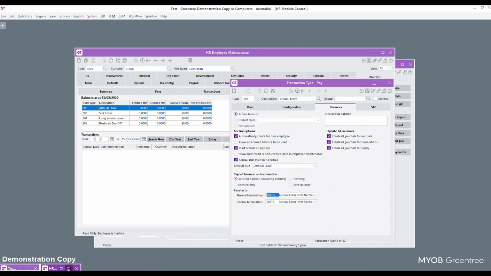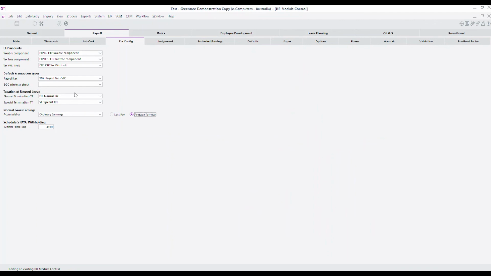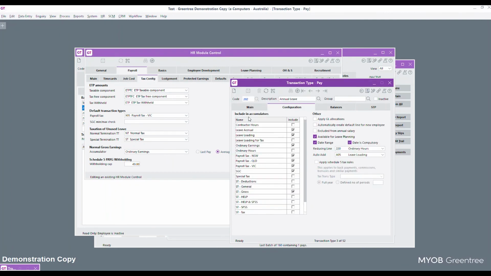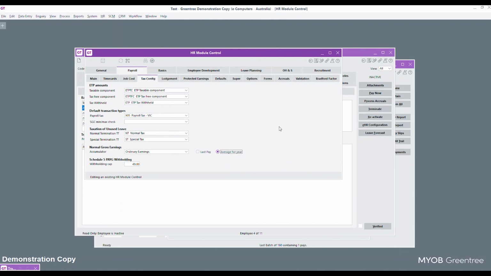As I said before, if you're unsure about the accumulator on your module control, your normal gross earnings accumulator here was ordinary earnings, and we've done an average for the year. You can have last pay or the year, okay? And you'll notice that on each of these, it'll say whether it's included or not included in the ordinary earnings. That's just so everybody can know.